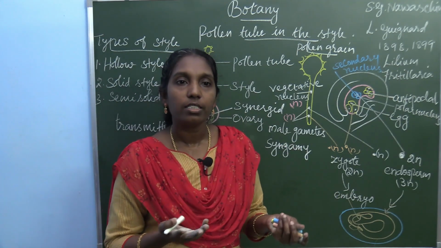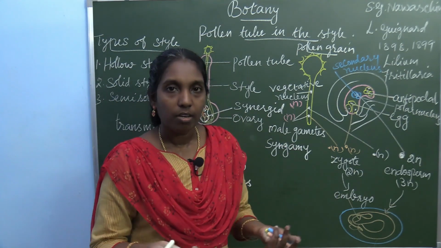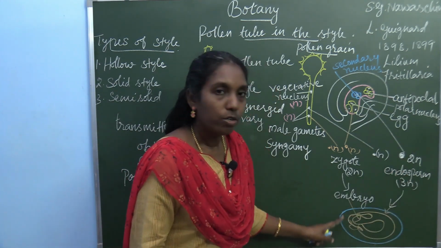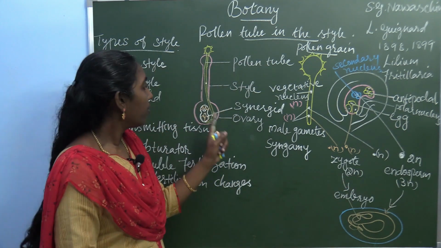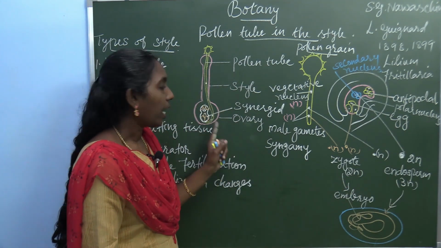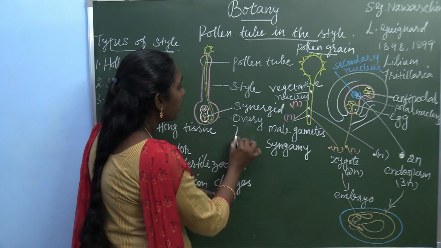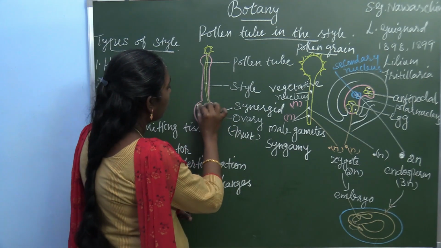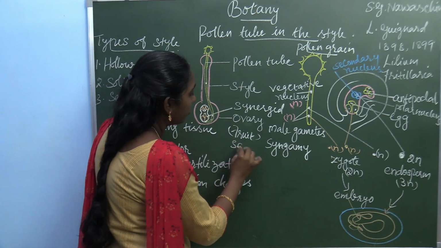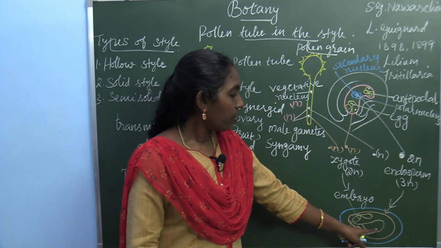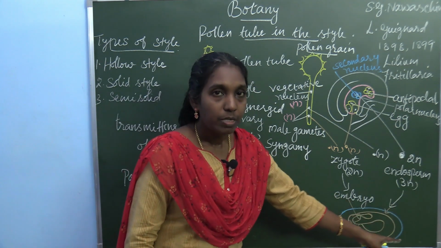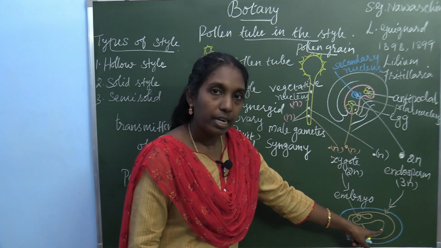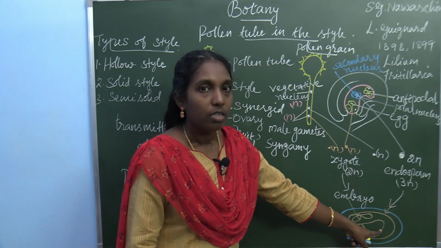So after fertilization, what are the events? Development of the embryo, development of the endosperm, and formation of fruit and seed. So the ovary becomes the fruit, and the ovule becomes the seed. The embryo develops inside the endosperm. So endosperm is the nutritive tissue of the developing embryo.